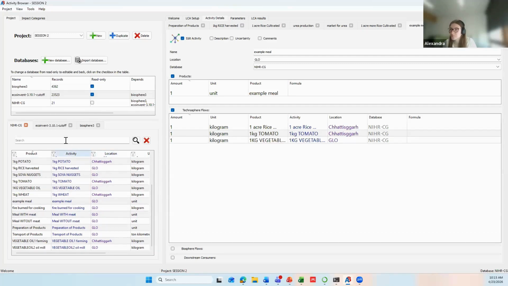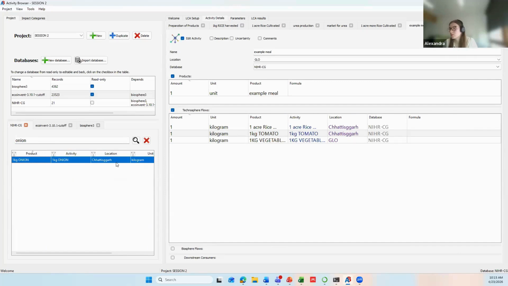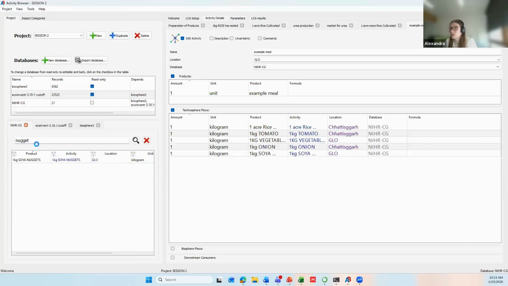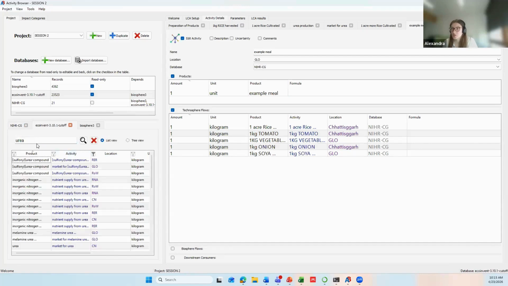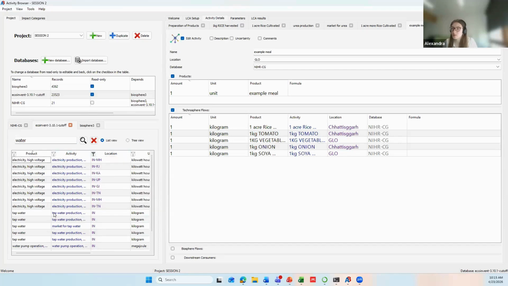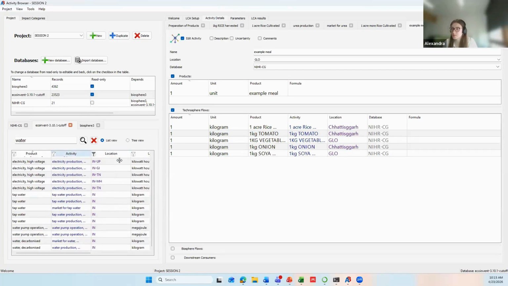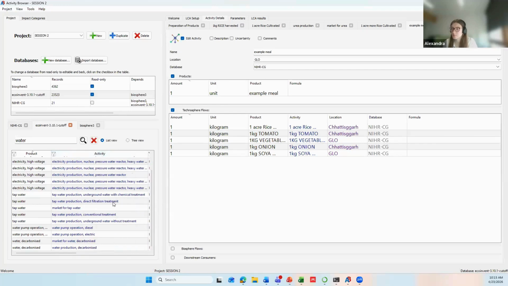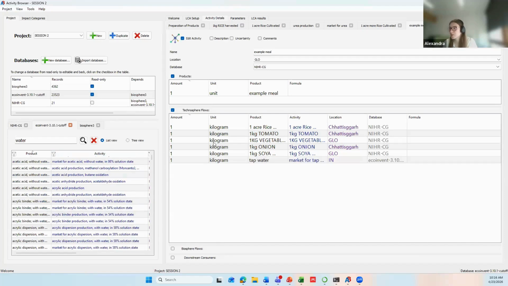Vegetable oil. And you can also look. Let's make this one with nuggets, with the non-meat version. Perfect. So in this case, we'll also be using water. Location here is important, so we'll look at India. Tap water, let's see. Since we're not sure what the treatment was, we go for market water.